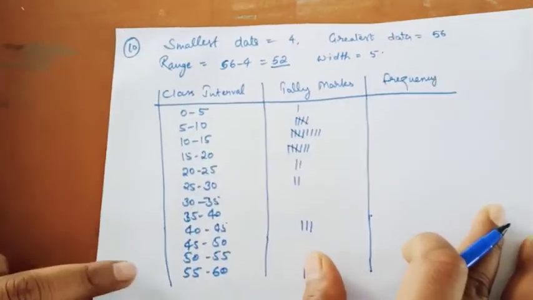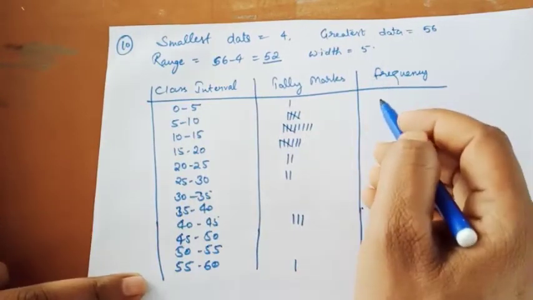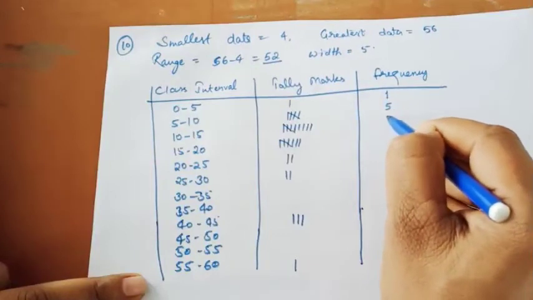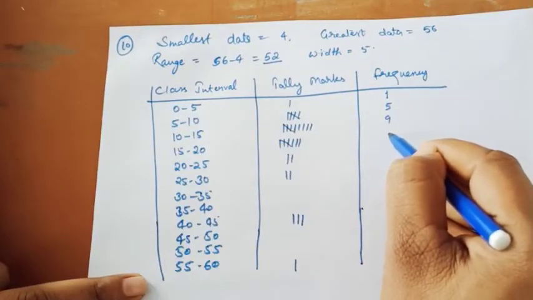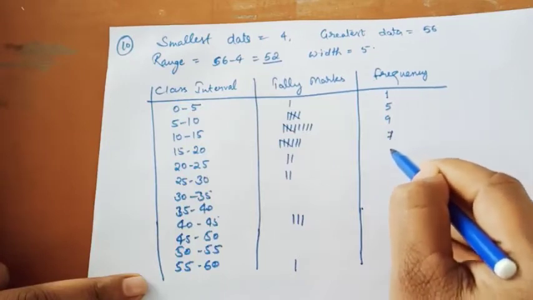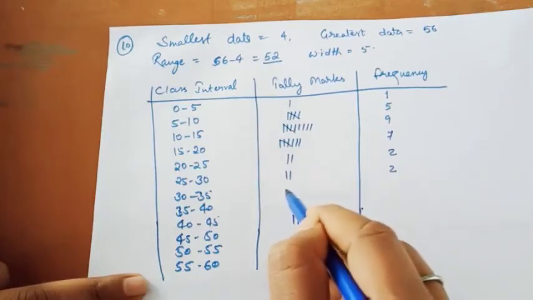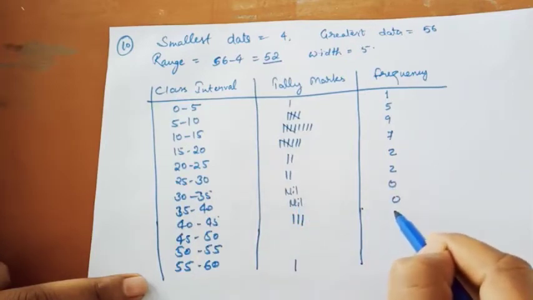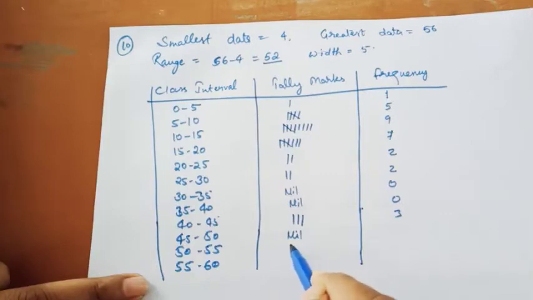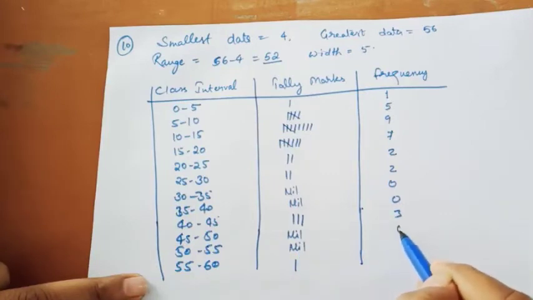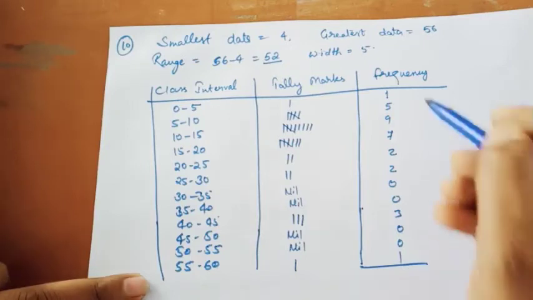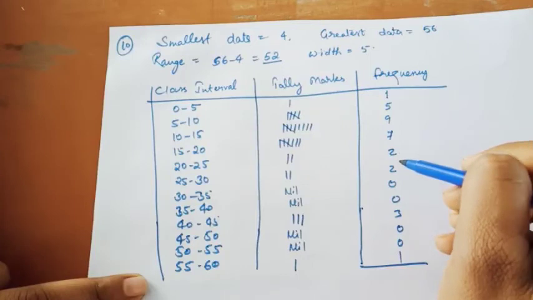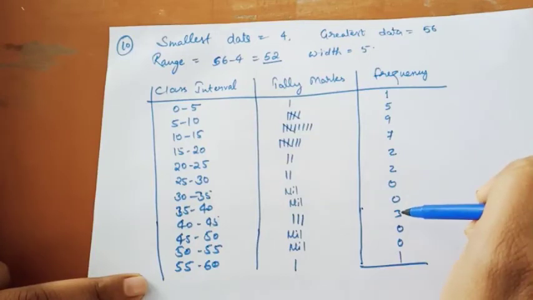So you can see this is the frequency distribution table that I have prepared. Let us write the frequencies: 1, 5, 9, 8, 7, 2, 2, then nil, nil, so you will write 0, 0, 3, nil, nil, 0, 0, 1. Add: 1 and 5, 6; and 9, 15; and 7, 22; and 2, 24; and 2, 26; and 4, 30.